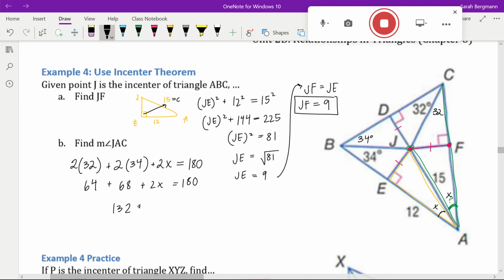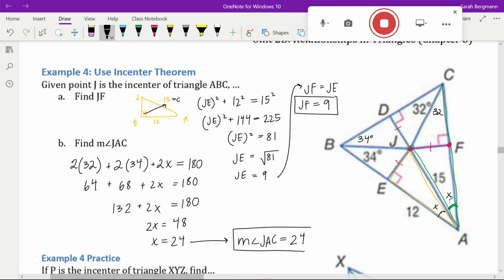Next, subtract 132 on both sides. And finally, divide both sides by 2. Since x is 24 and we used x to represent the measure of angle JAC, I know that the measure of angle JAC must be 24.